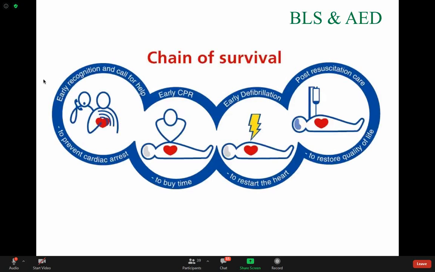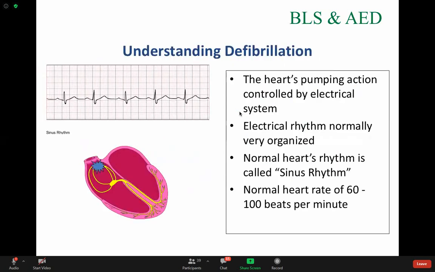Again, the chain of survival. You have to act early, recognize early, start CPR early, start the defibrillation early on. So these things will help the patient to survive the incident.